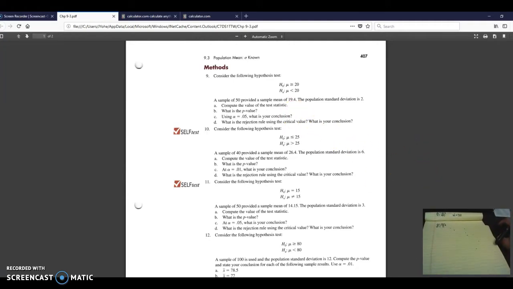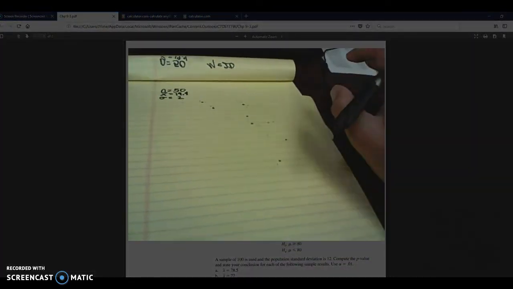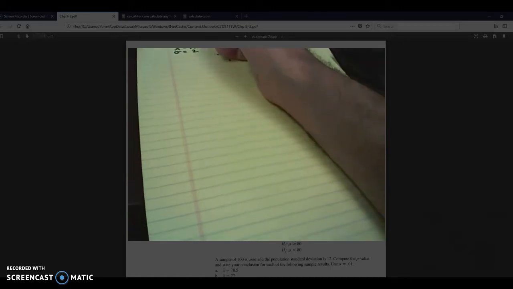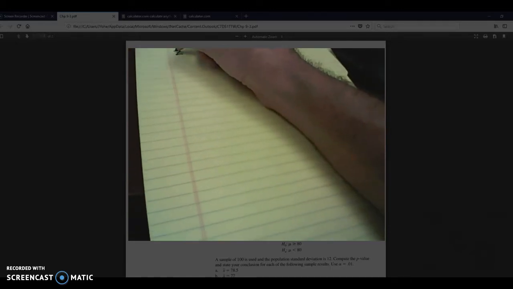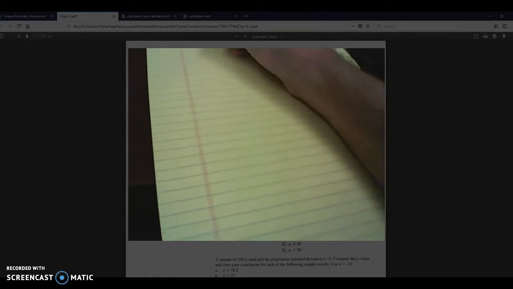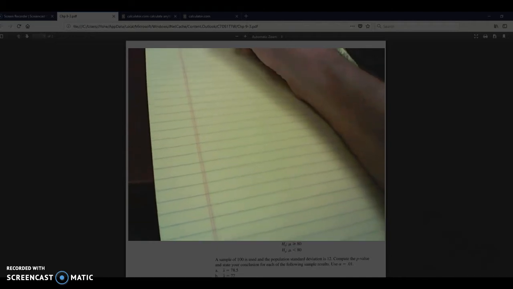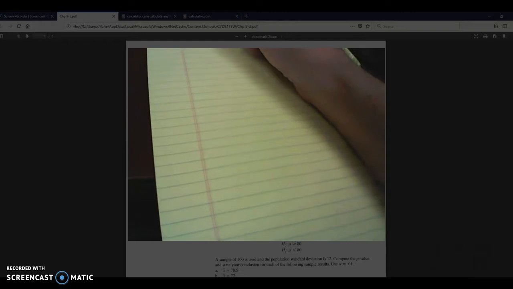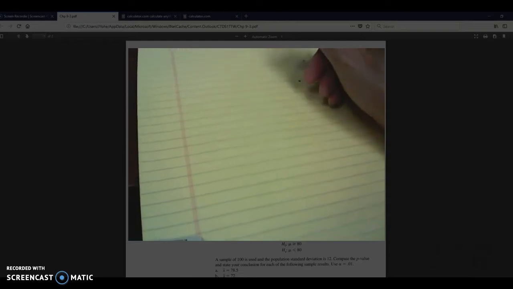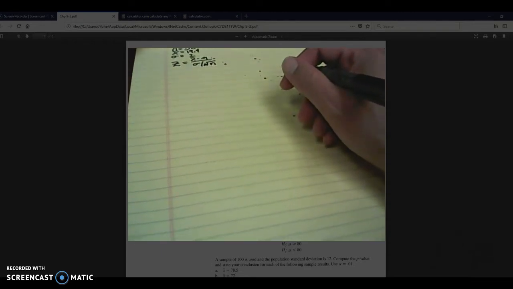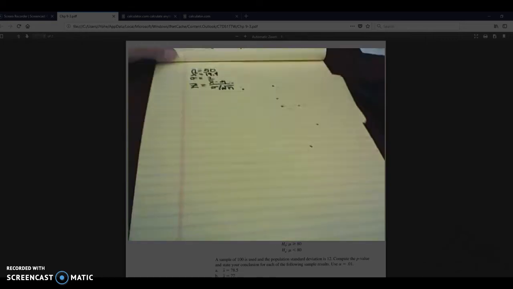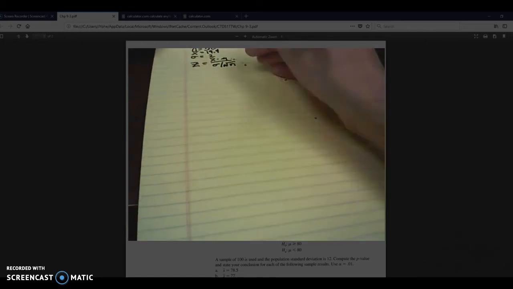Here, we want to compute the value of our test statistic. That's the first thing. Now, where the standard deviation of the population is known, we can use a z-stat. The z is equal to x bar minus mu over the standard deviation divided by the square root of the number of items in your sample here. Okay. So now all we have to do is substitute in.